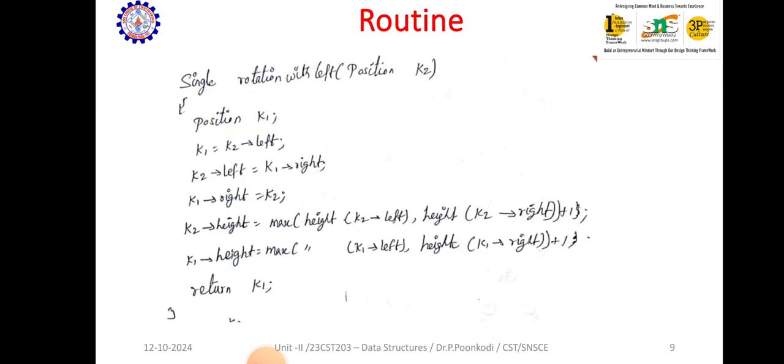Then this is the routine for the single rotation with left. First we have to identify the position K1, then we assign K2 left to K1, then K1 right will be attached to K2 left, that is the value 7. Then K2 will be assigned to K1 right. After that we have to find out the balance factor. For finding that we have to use this equation.